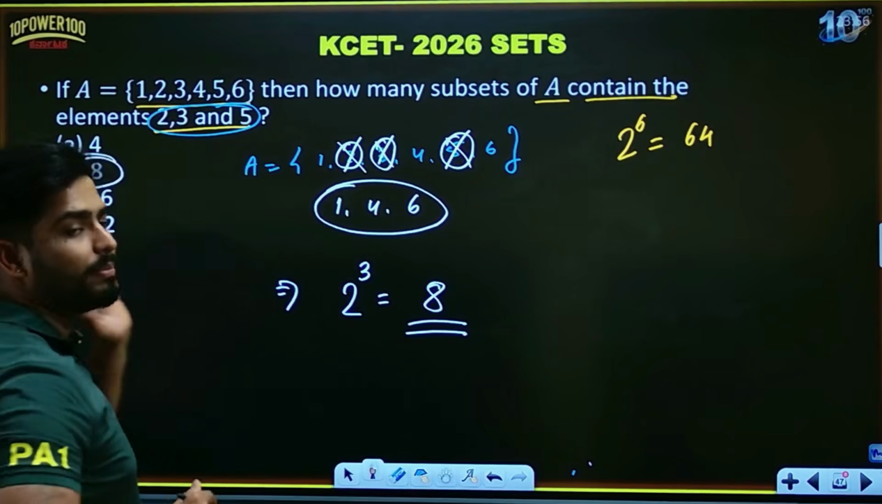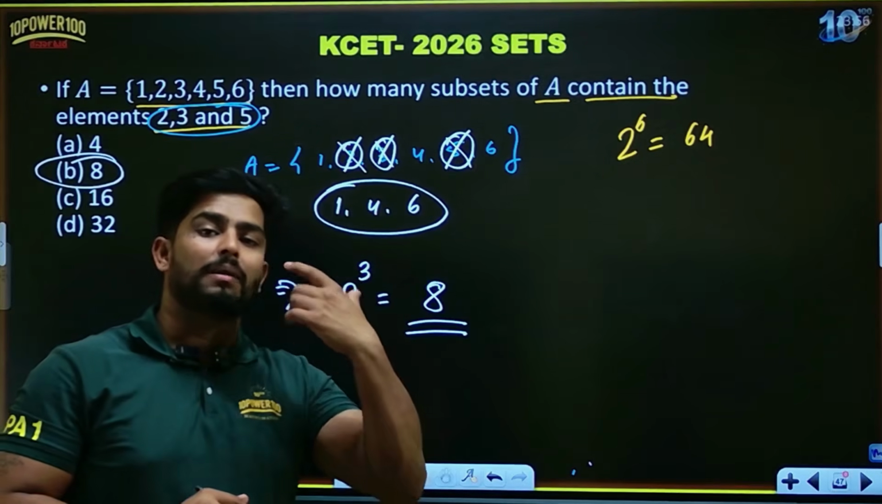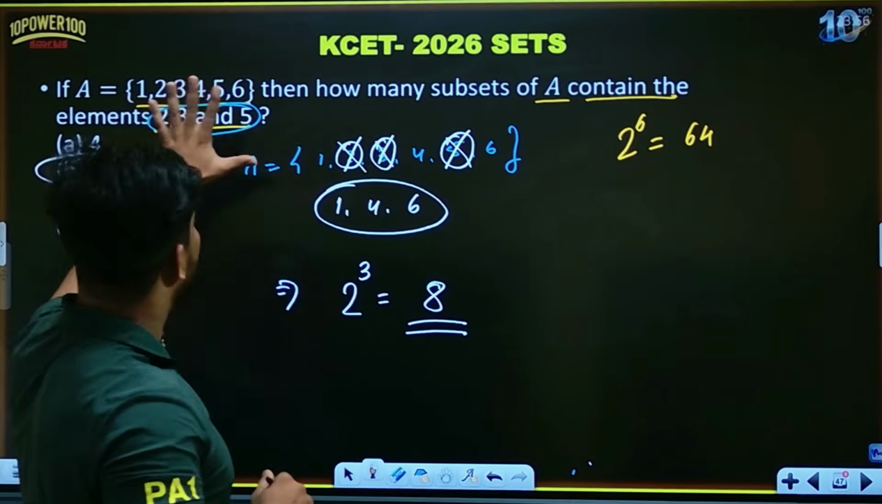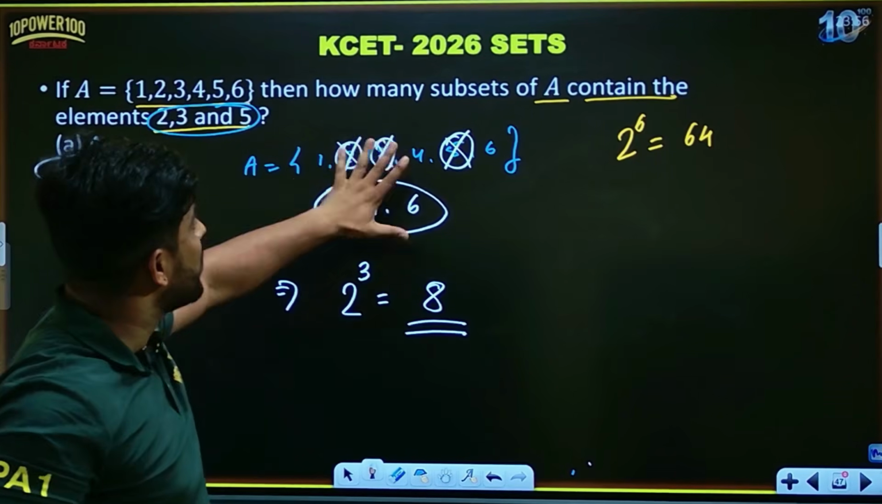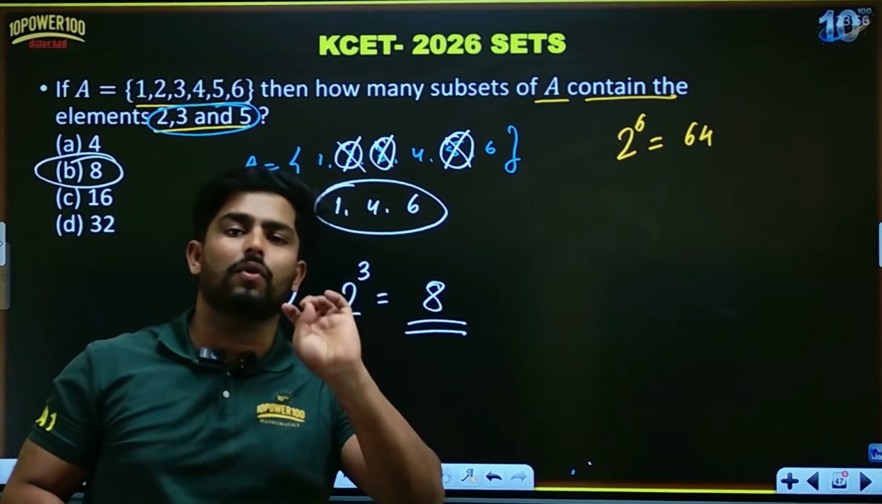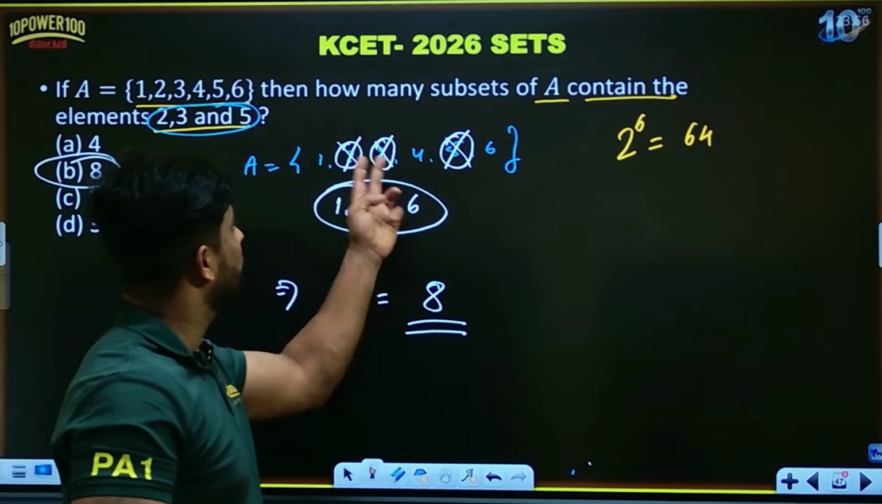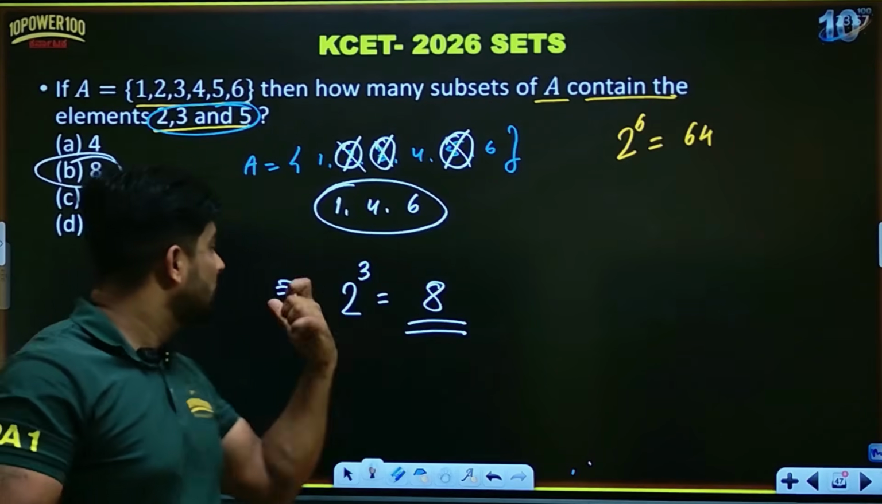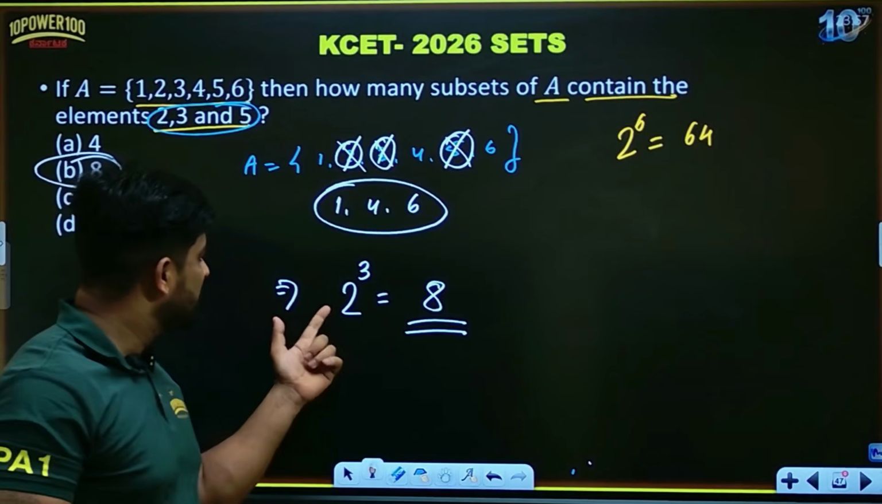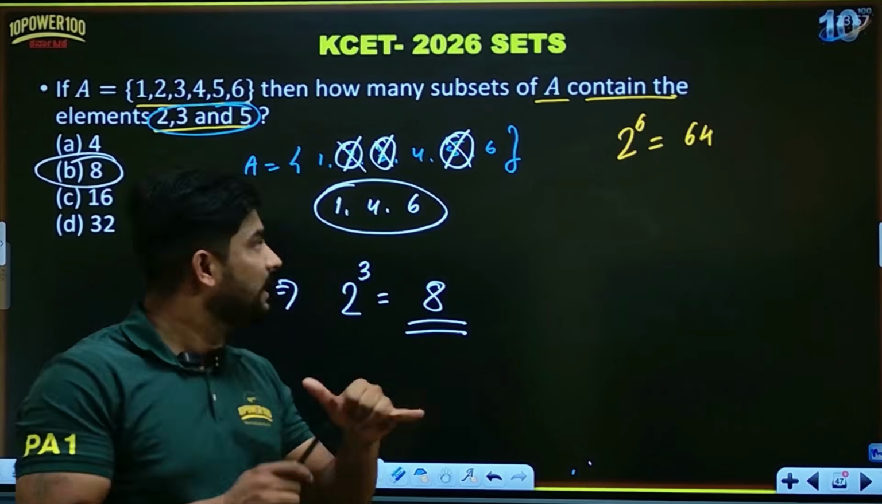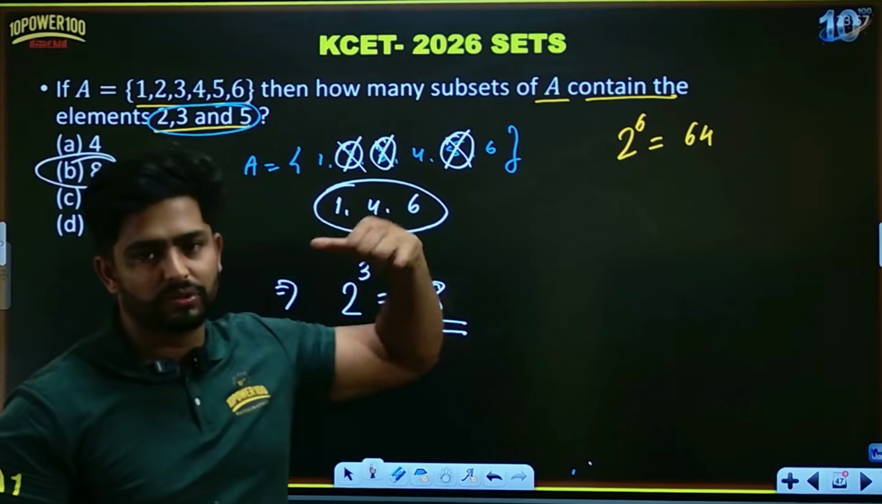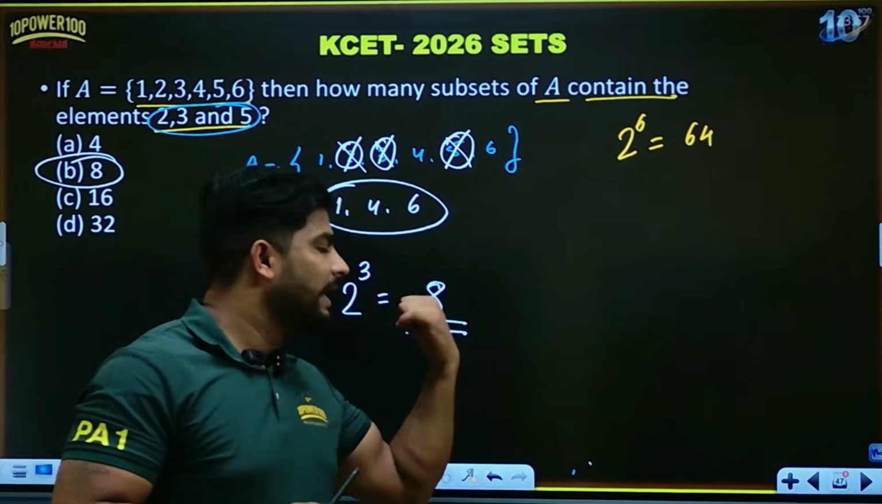Okay, I repeat. Whatever the numbers they say, 2, 3, 5, I removed them from the given set. Apart from that, I am once again left with 3 elements, that is 1, 4, 6. Now the subsets of that: 2 to the power 3, that is 8. So in these 8 subsets, we can include 2, 3, 5 everywhere. So that's why 8 is the answer.